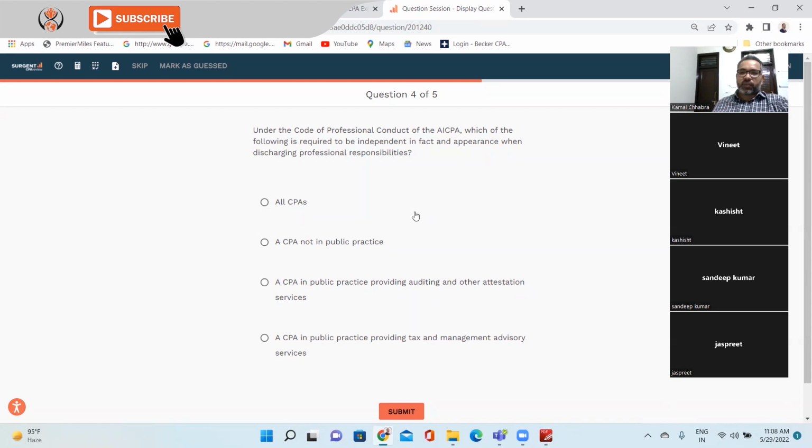Very simple answer. I go with C, sir. How about others? I would go with A, all CPAs. How can all CPAs be independent? There might be a possibility that a brother and sister could both be CPAs.